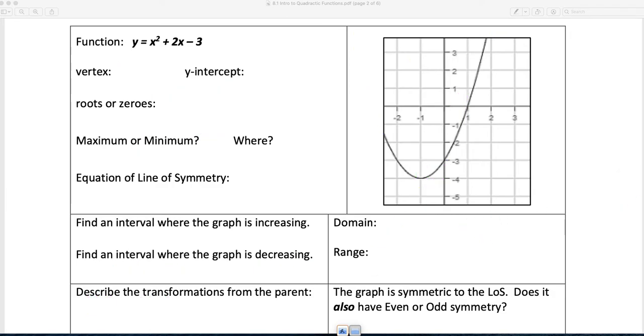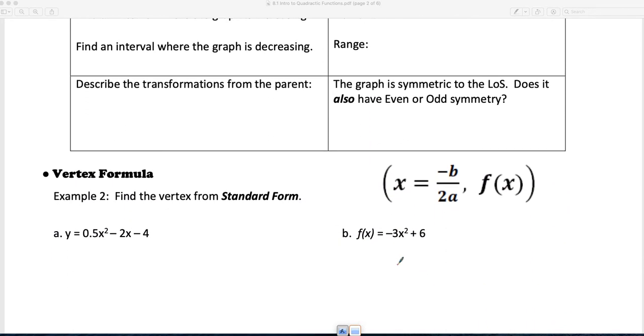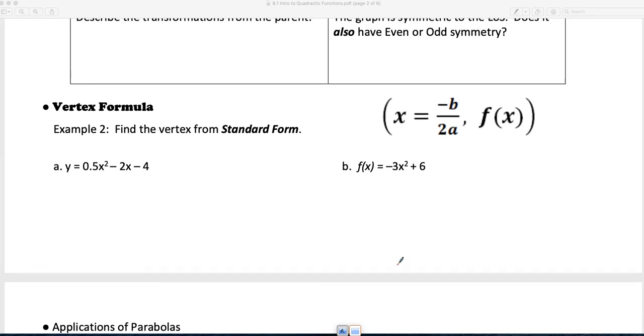Now we're going to learn another one of those really useful little tiny formulas. And this is a formula to find the vertex given the equation, and it only works if the equation is in standard form. So, let's talk about standard form again. So I've got ax squared plus bx plus c.